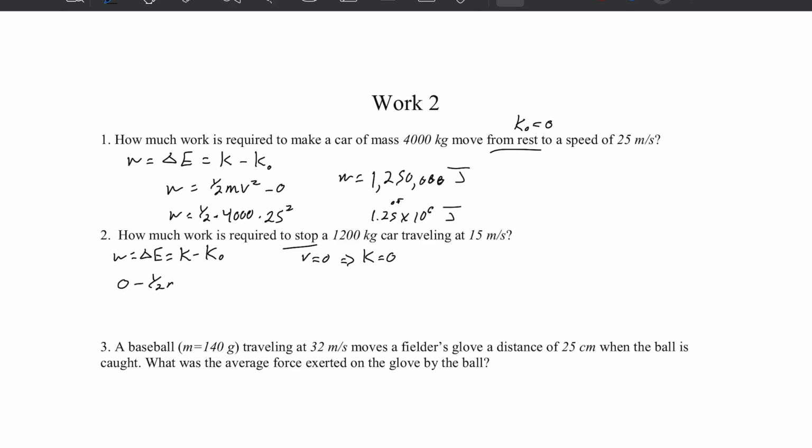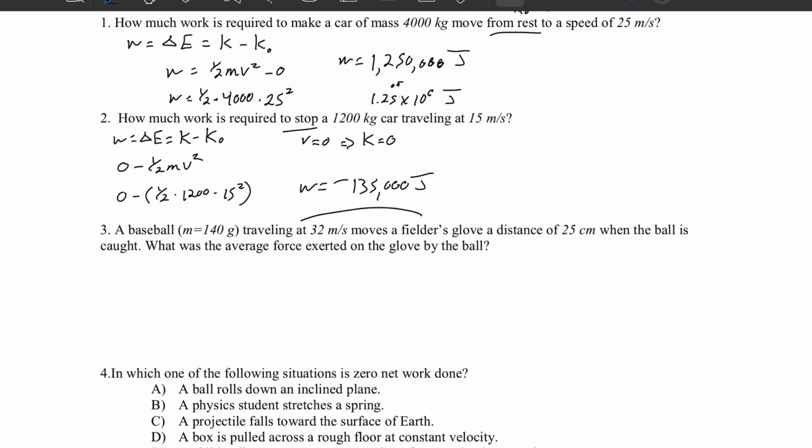Work is a change of energy, change of kinetic energy. The final is zero, so zero minus, and then we calculate the initial by 1/2 mv squared, or 1/2 of 1,200 times 15 squared. 1/2 of 1,200 is 600, so 600 times 15 squared. This will be a negative number because we have 0 minus this value. And the work should be negative if it's causing the car to come to a stop. If you put the force in the same direction as the car, it will speed up. The force must be opposing the direction of the car, and that's why it's slowing down to a stop. Our answer was negative 135,000 joules.